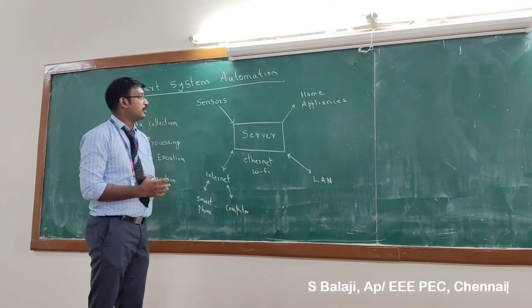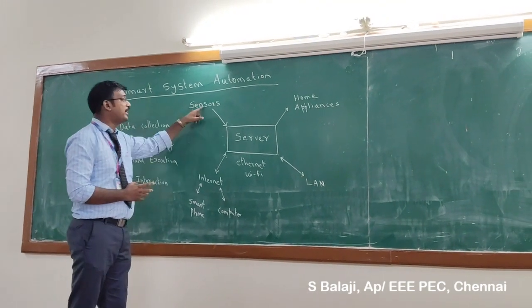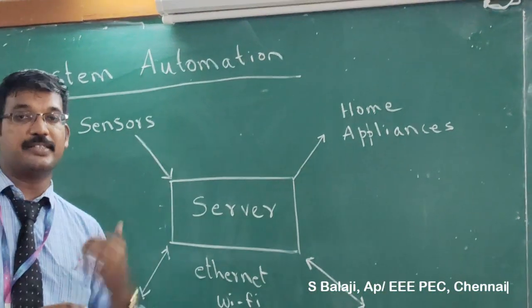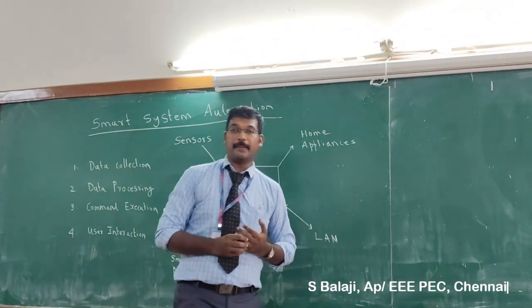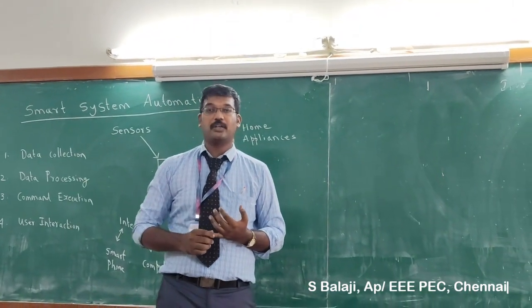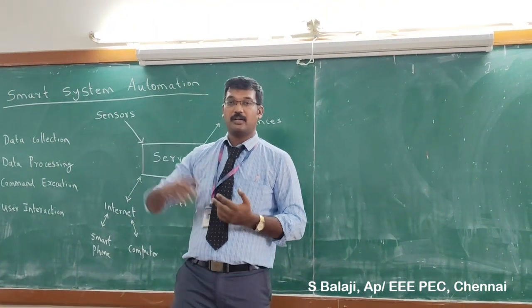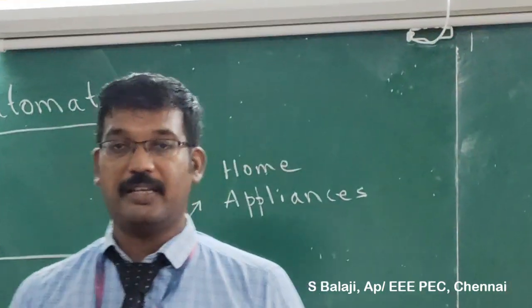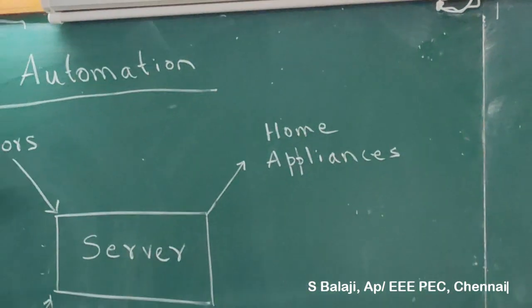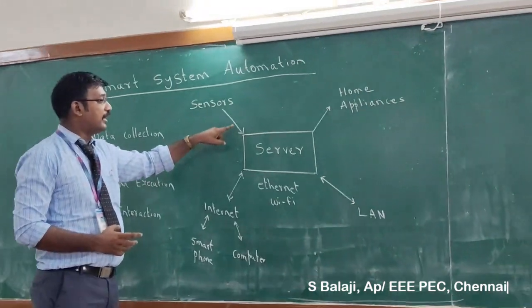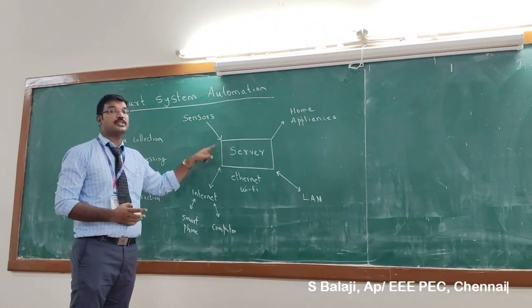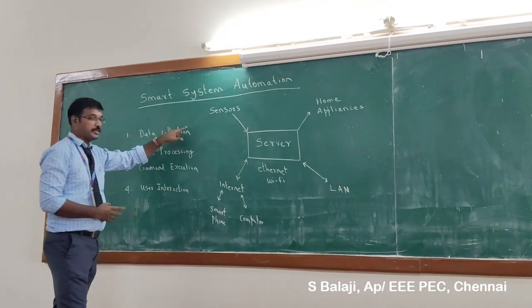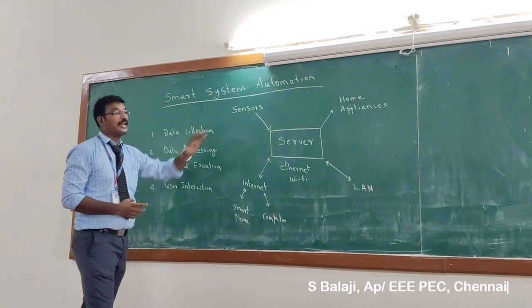So the first thing to make a smart system is we need input. So we can get the input from sensors. If I want to measure the temperature, I can use a temperature sensor, or I can use a humidity sensor, or in the industry I can use a process flow sensor. So we can use various sensors. Through that sensor, I collect the data and I give this to the server. Now this process is called data collection. So we are collecting the data.